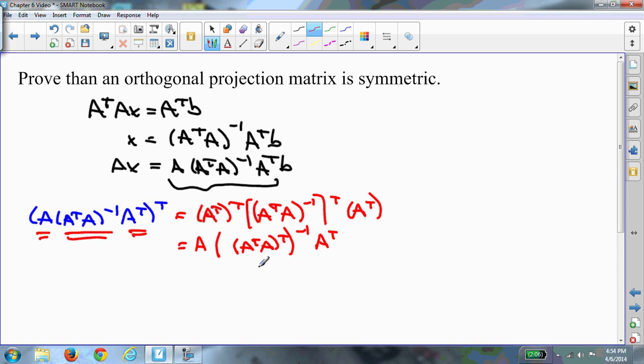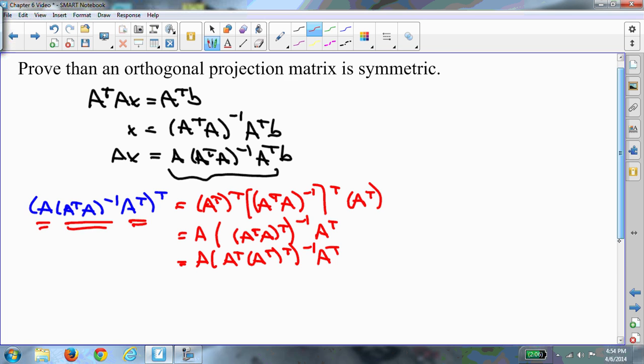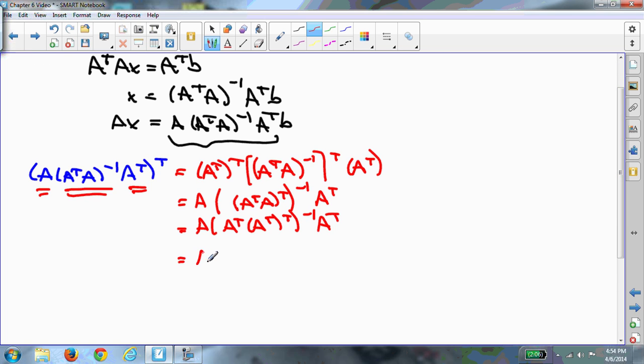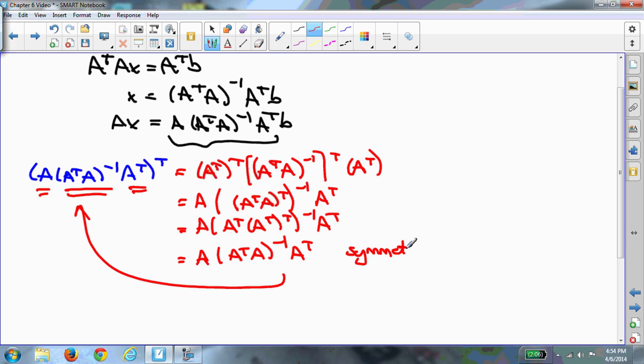Now I can use the transpose property with non-square matrices. So the inside becomes A transpose A, all that inversed, A transpose. And again, A transpose transpose is just A. So this equals A (A transpose A) inverse A transpose, which was equivalent to the original. So it is therefore symmetric. And that was all from 6.4.